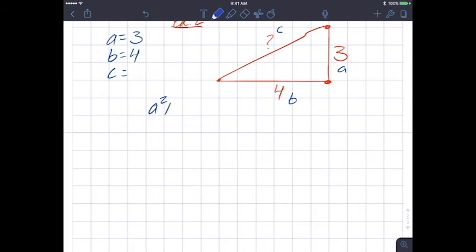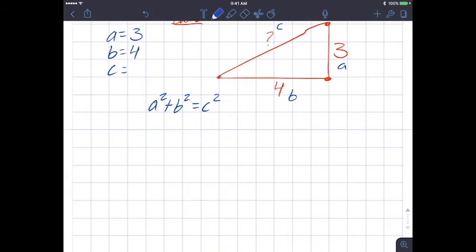A squared plus B squared equals C squared. All right, let's plug them in. 3 squared plus 4 squared equals C squared. 3 times 3 is 9, plus 4 times 4 is 16, equals C squared. 9 plus 16 is 25, equals C squared.